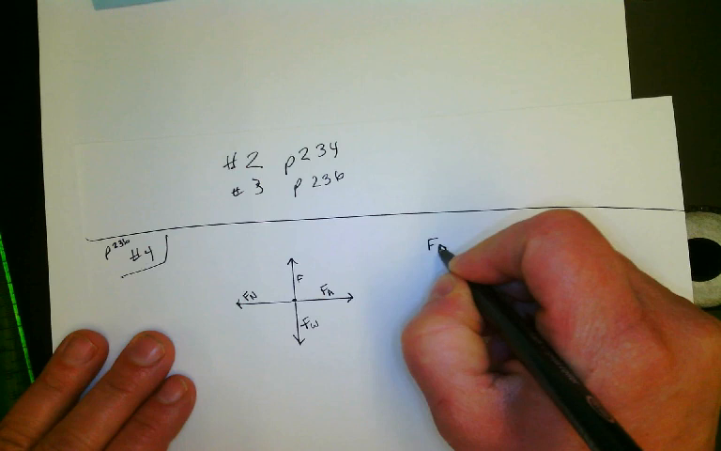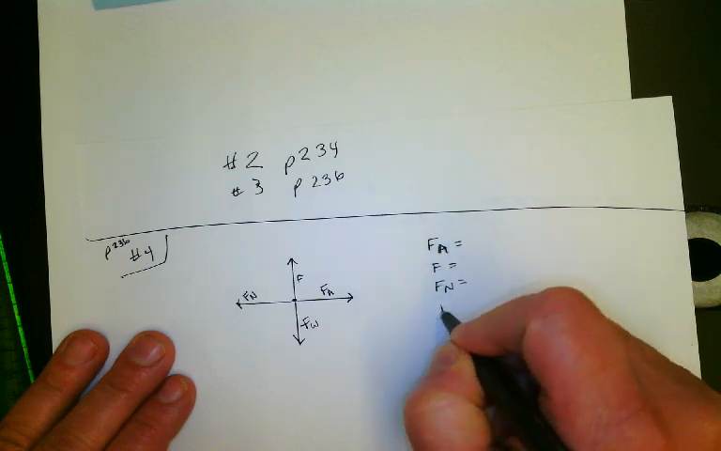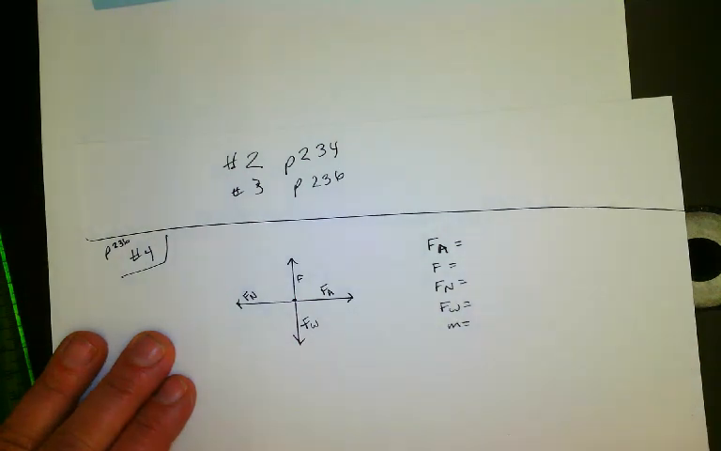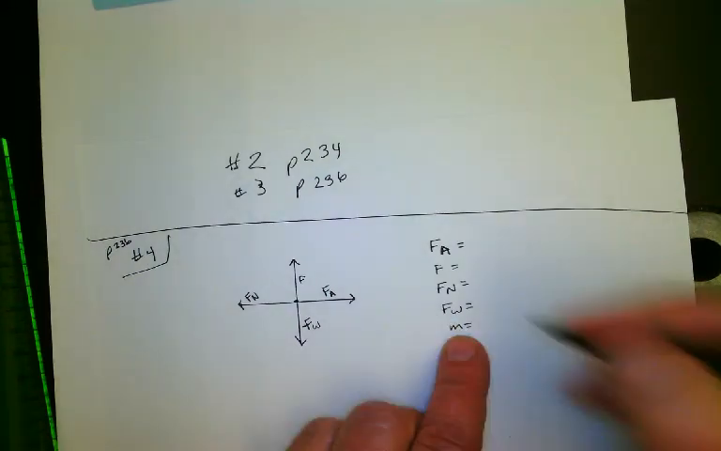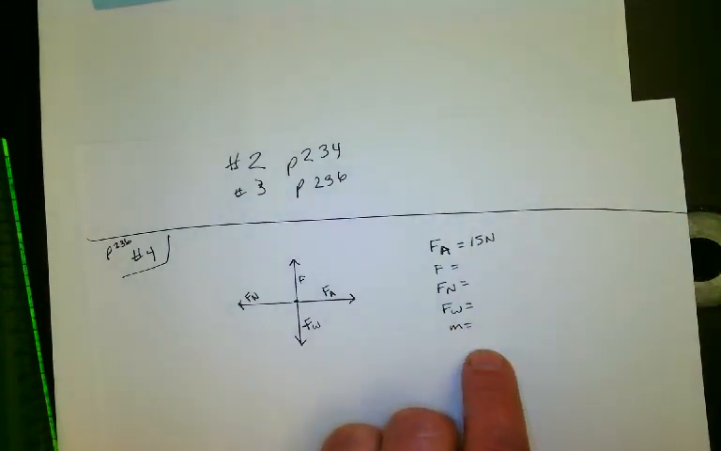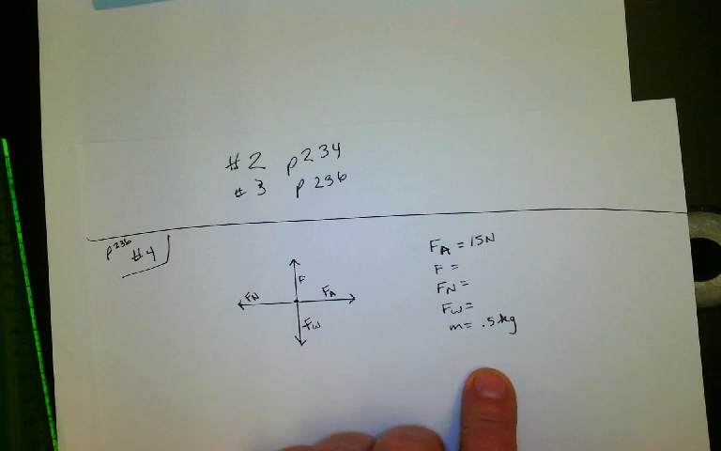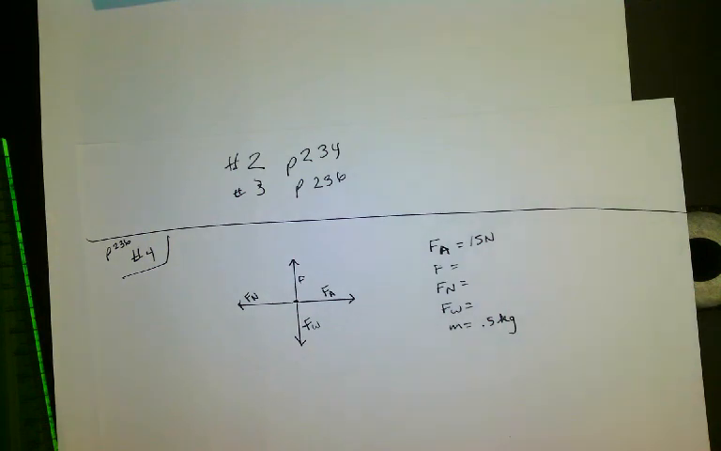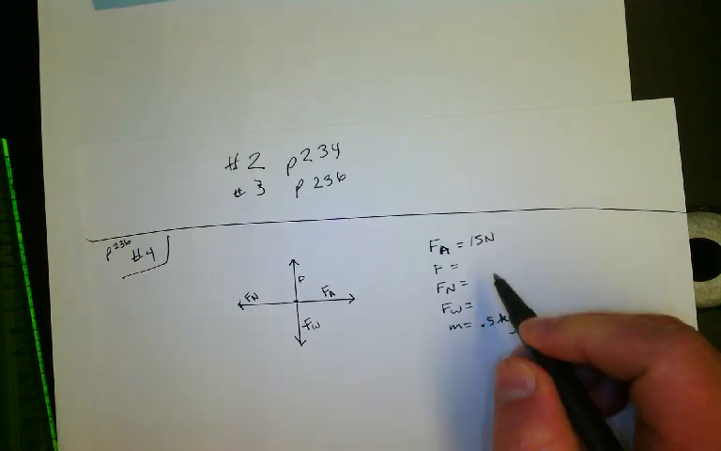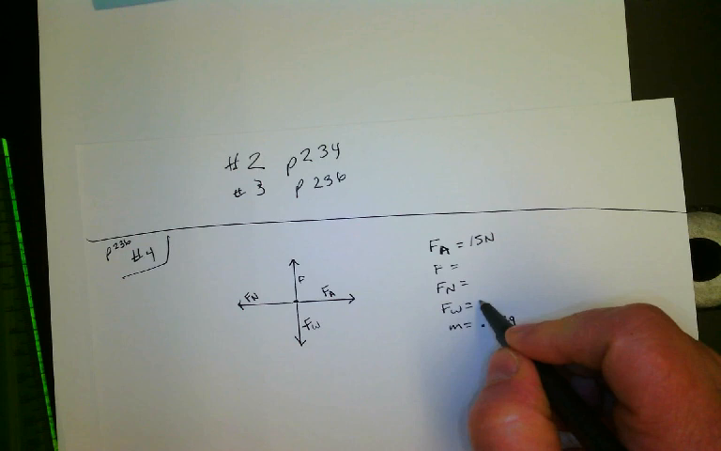It gives us a whole bunch of numbers. So if we read the problem, it says when 15 newtons of force is applied to a 0.5 kilogram book, the friction keeps the book from sliding down the wall. So, how do we figure out our weight here? What are we going to do? I'm going to take 0.5 times 9.8, and we get 4.9, right?